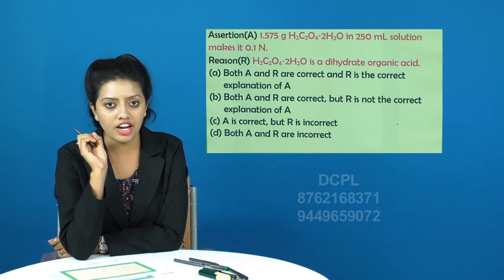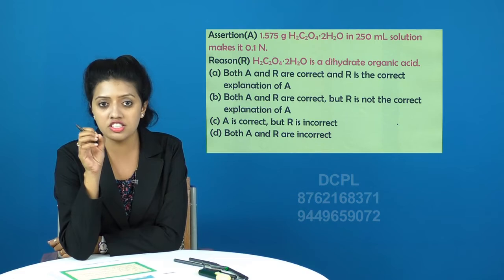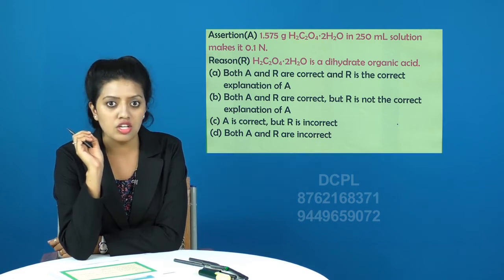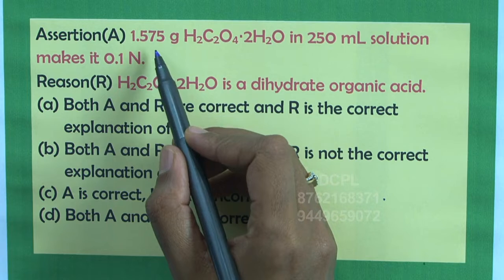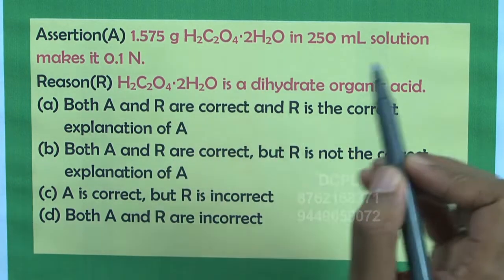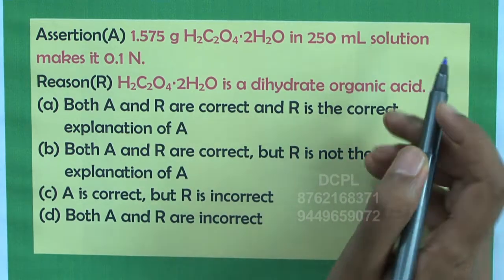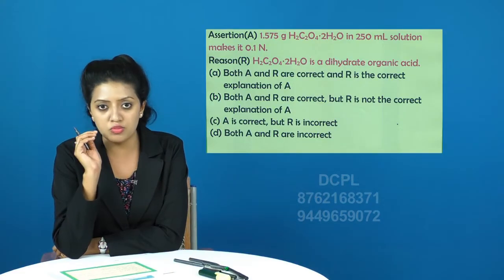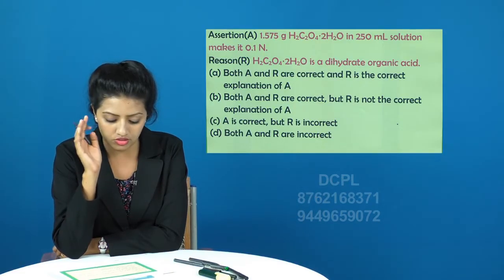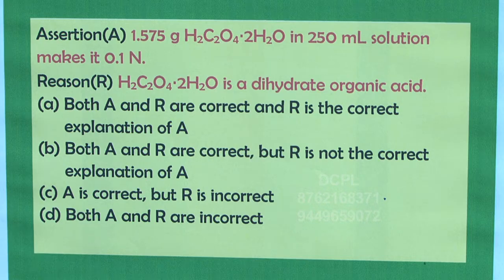In order to choose the right option, we should know whether the assertion and the reason are both correct or not. So, let us look into the assertion. It says that 1.575 gram of H2C2O4, that is oxalic acid, makes 0.1 normality in 250 ml of solution. So, let us make use of the normality formula and find out whether it makes 0.1 normal or not.